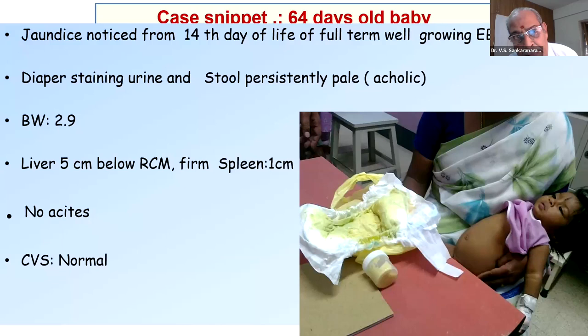We will rapidly go through some of the case scenarios. A 64-day-old infant, born well, birth weight normal, growing well, breastfed. Probably at the end of the first week or second week, the child develops yellow staining of the diaper. The stool is becoming totally pale and the liver is huge. So the triad of bilirubinemia, dark colored urine, pale colored stool, and a persistent large liver in a normal child without any dysmorphism.